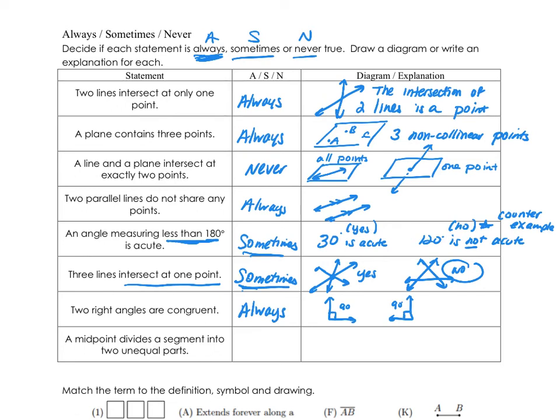All right, our last one of this type says a midpoint divides a segment into two unequal parts. Well, that's just false, so we'll say never. The definition of a midpoint is that it divides a segment into two congruent parts. So if we have a segment and this is a midpoint, this segment would be congruent to this segment. Those little lines that I just drew on those pieces, those are tick marks, and they're used to mark things congruent to each other.